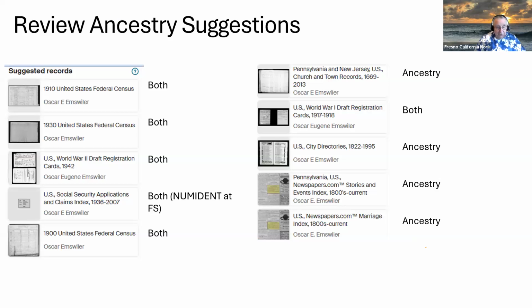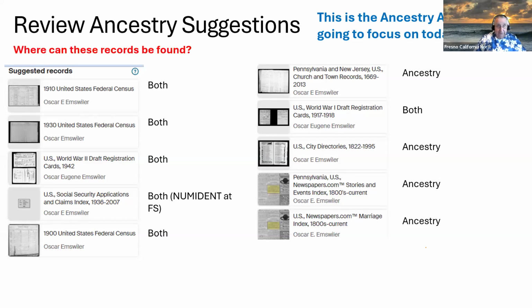Okay, so this is what our little AI research assistant at Ancestry looks like, better known as Suggested Records. Okay, and it's an AI tool because it does the heavy lifting for us. Then all we have to do is choose what's correct there. But our question is, where did these records come from? Where can they be found?